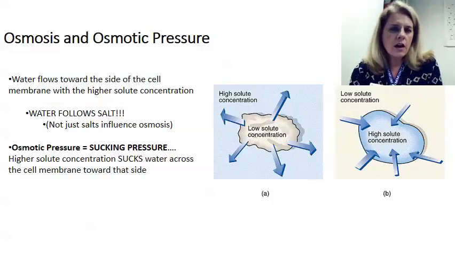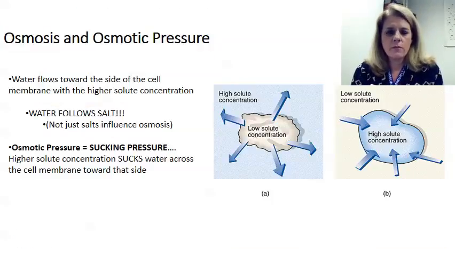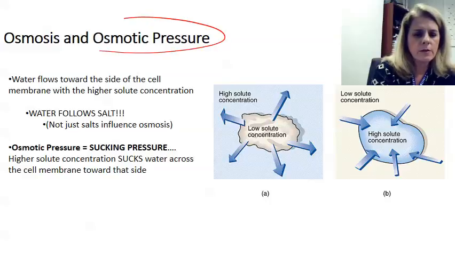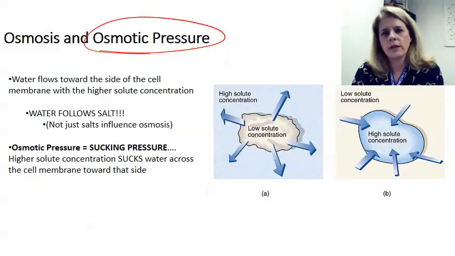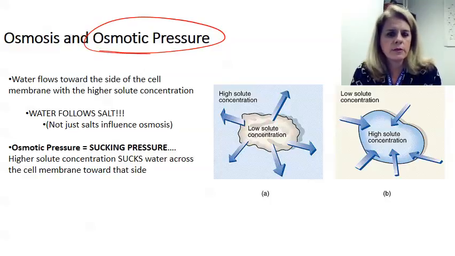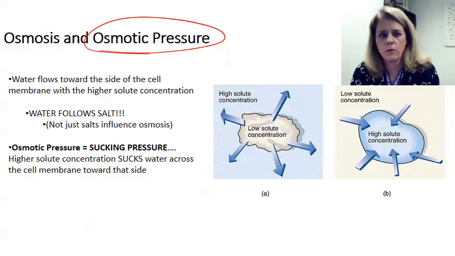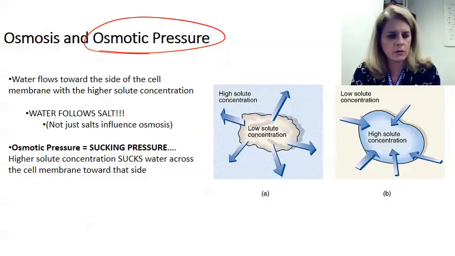When you think of osmosis, we have to talk about osmotic pressure. This is going to become really important later on when we talk about kidney filtration. We're also going to talk about blood pressure. So osmotic pressure is something that we're going to introduce now, and we're going to talk about it more and more as we move through your A&P course.